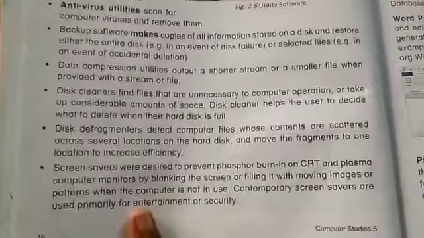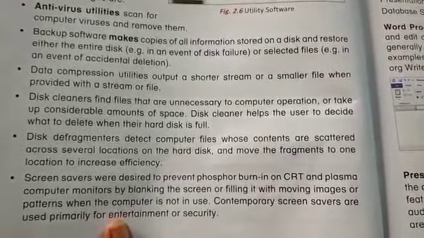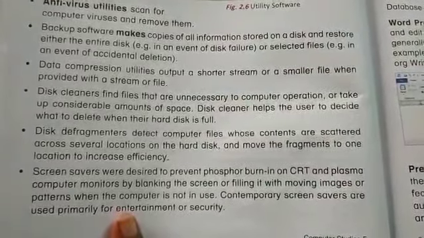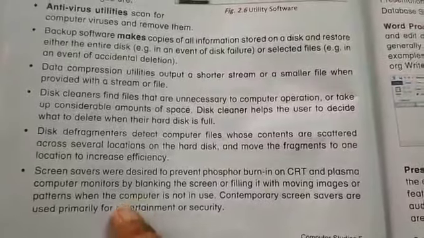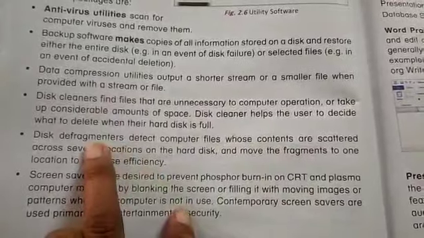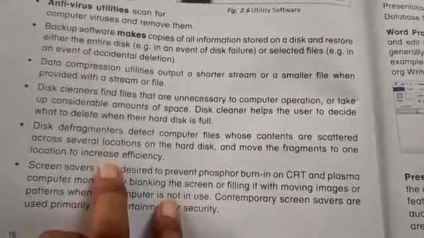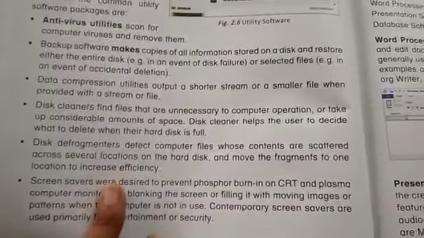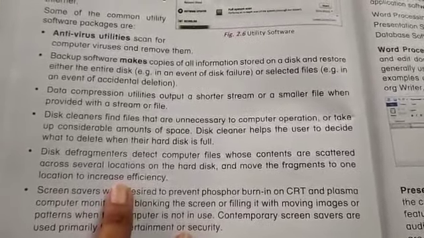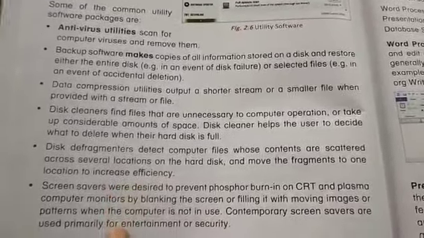Disk defragmenters detect computer files whose content is scattered across several locations on the hard disk and move the fragments to one location to increase efficiency. Now, disk fragmentation means things are in parts. Defragmentation means we are putting the parts together. If the hard drive is full, you can move things from one location to another. Like if your things are in D drive, you can move them to E drive, and then the D drive will be open and have space for the next incoming things.